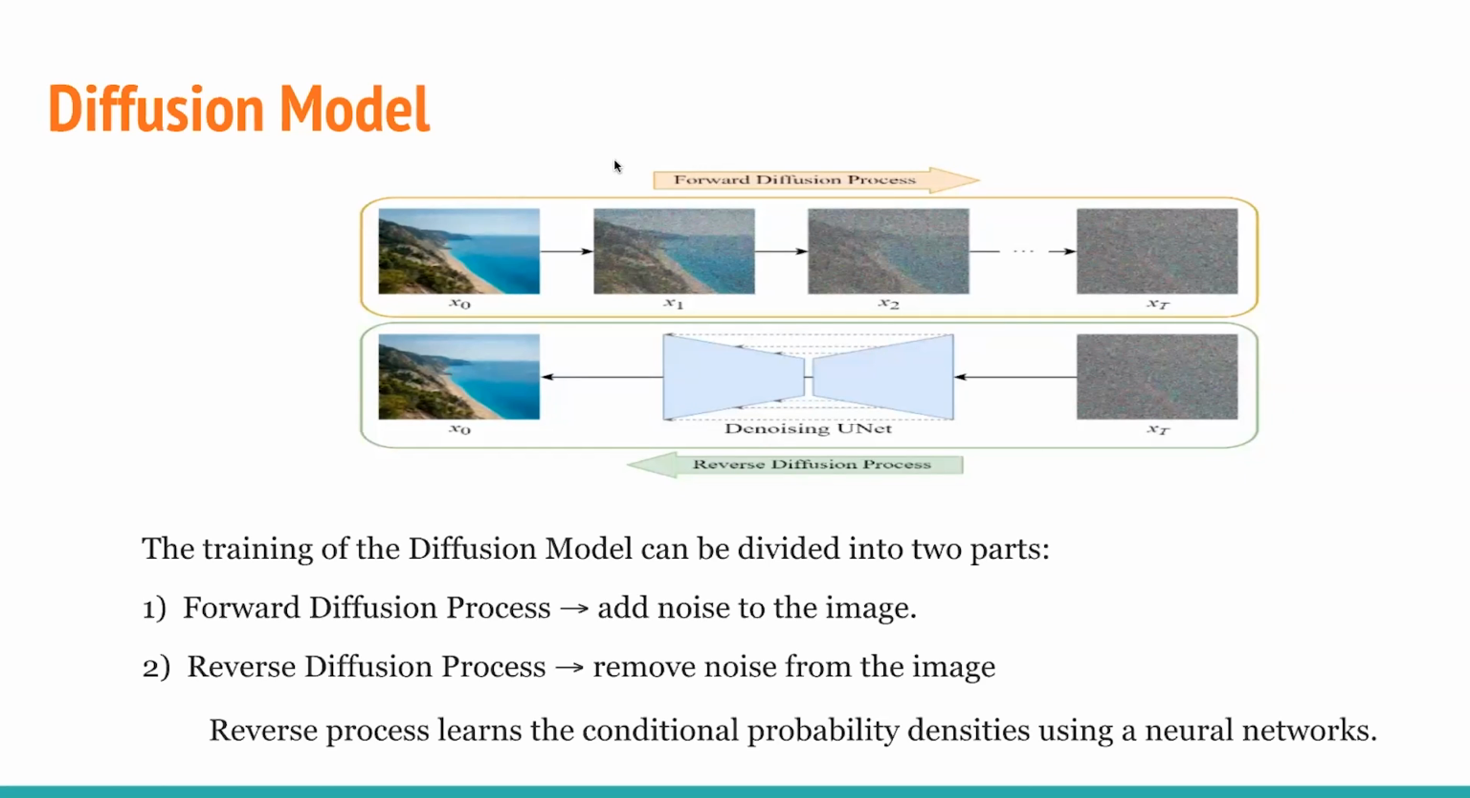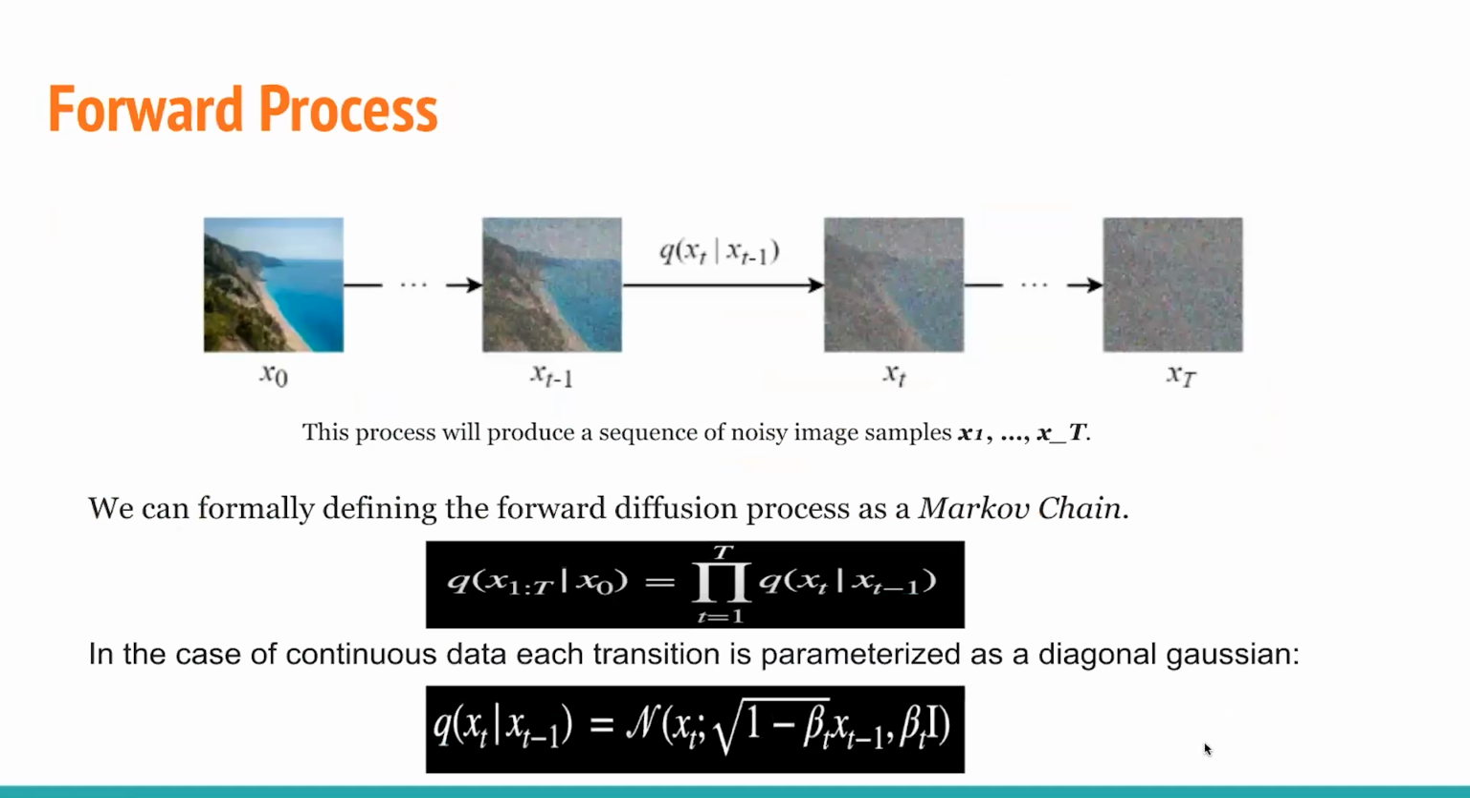Fine. Okay. So in forward, you will keep adding noise, and in reverse, you will try to remove this noise. As you can see, the forward process is very simple. You just keep adding some noise after T steps. T is generally taken to be 1000. And in reverse, you will try to denoise this. Denoising is not a simple or tractable process, so we will learn some neural networks to denoise it. The reverse process learns the conditional probability densities using neural networks.